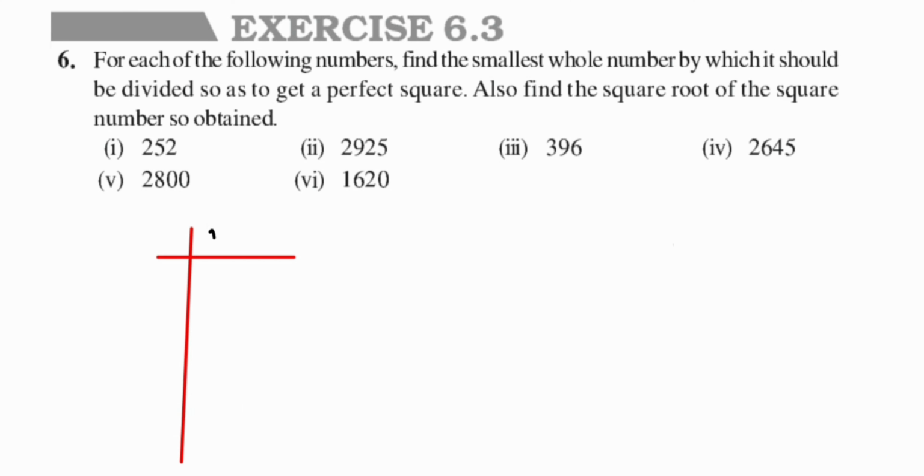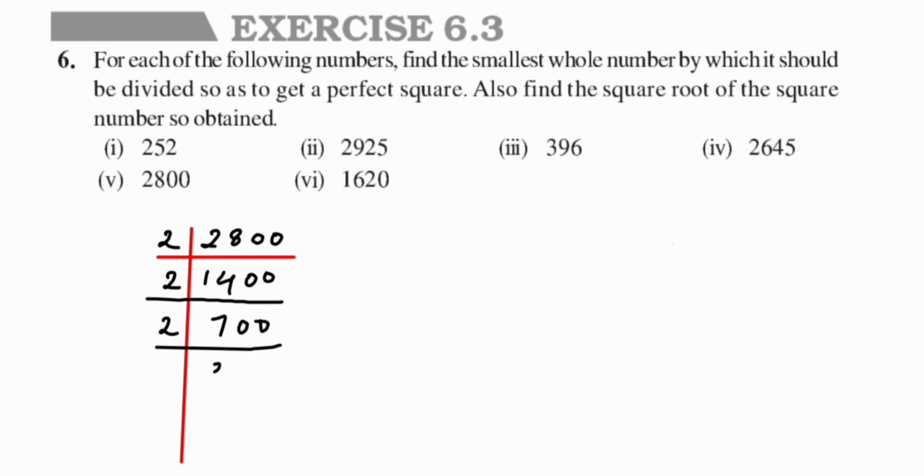So let me write down the number here. It's 2800. I'm going to start with 2. 2 ones are 2, 2 fours are 8, and then zeros. Then we have 14, so 2 sevens are 14. So 2700. We'll get 700. Again 700 is divisible by 2. A number ending with 0 is divisible by 2. So I'm going to keep on dividing with 2 until I get a different number.